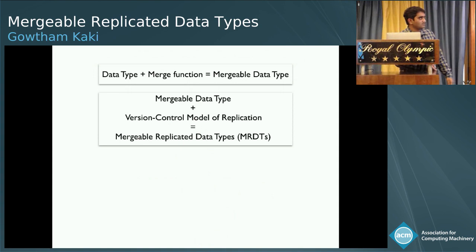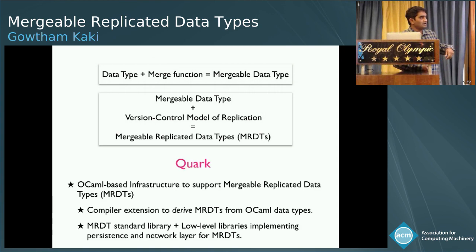And we have this notion of mergeable replicated data type, which we get by combining mergeable data type with the version control model of replication. To realize all of this, we built an infrastructure called Quark, which supports these MRDTs. It has a compiler extension and a standard library of various mergeable replicated data types, and also low-level libraries implementing the persistence layer and the network layer.